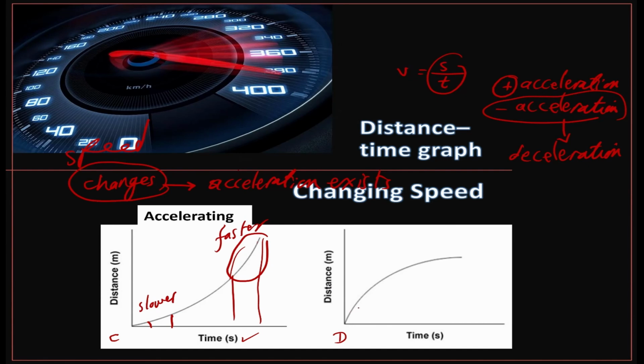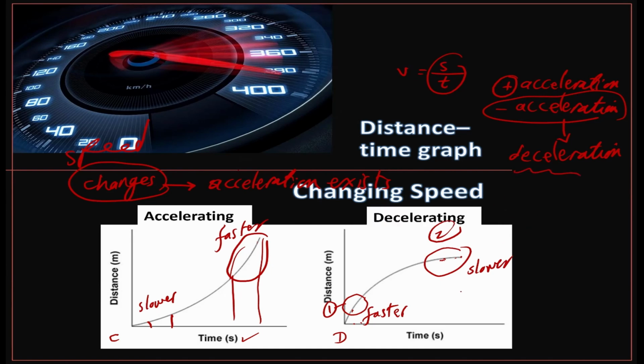What about graph D? Look here. In the beginning, as time changes, the distance changes more than at the end of the time. This means the ratio at point 1 is greater than the ratio at point 2. What does this mean? This means we start with a higher speed and we end with a lower speed, or the object becomes slower. So the speed here decreases.